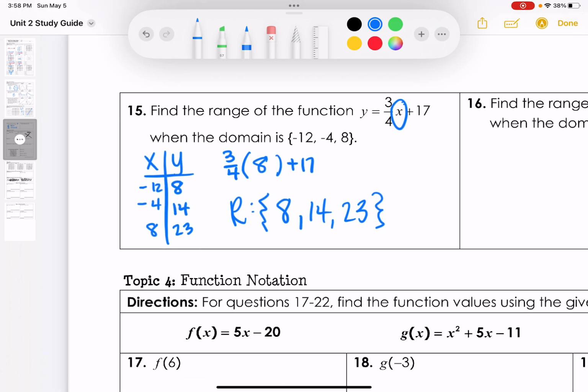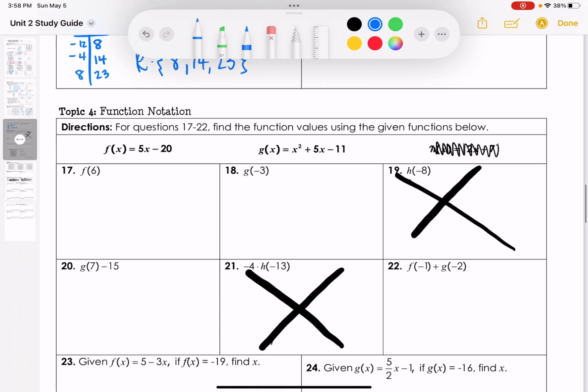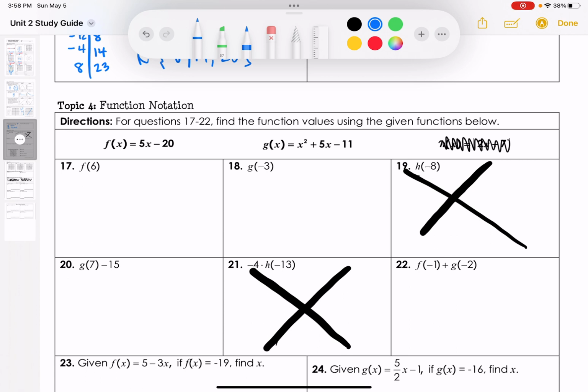All right, topic 4 is function notation. The first thing I want you to do, if it's not already, cross off 19 and 21 and the h function. Those are absolute value functions, but we're going to talk about those later in the semester.